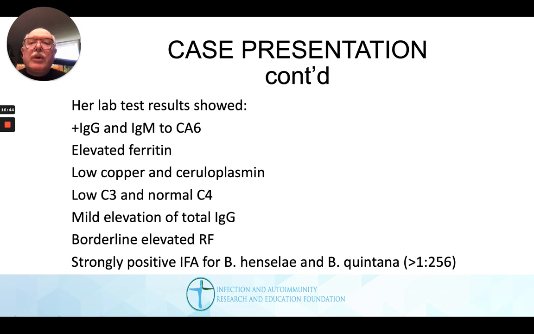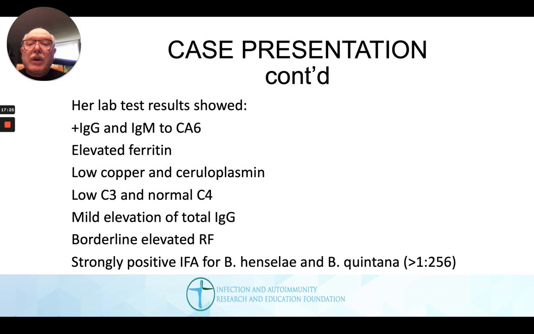We did a broad lab screening, and she was found to have positive IgG and IgM antibodies to carbonic anhydrase type 6. Just to remind you that this test is a part of the early Sjogren profile, and we found that patients who have positive antibodies to CA6 are most likely dealing with chronic Bartonellosis. She also had elevated ferritin, low copper and low ceruloplasmin, low complement component C3 and normal C4, mild elevation of total IgG, and borderline elevated rheumatoid factor.